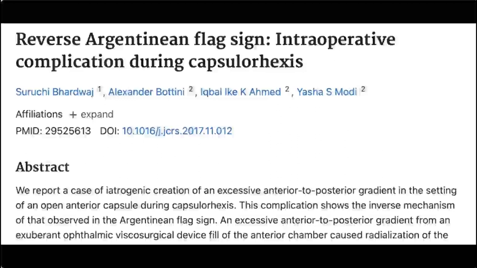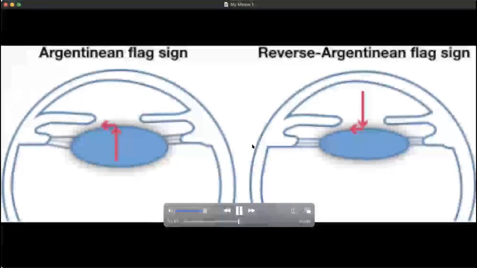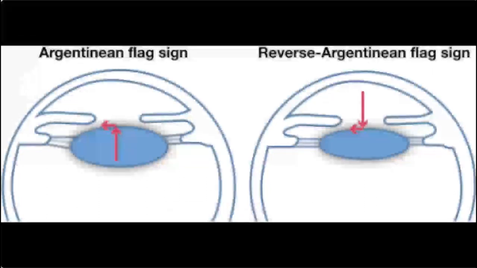So to avoid this also, we just used enough visco. We didn't overfill the anterior chamber with excess visco. This picture depicts the reverse Argentinian flag sign. Like I said earlier, in our study, we used the tipping of the nucleus to decompress the posterior intralenticular compartment as well to avoid the Argentinian flag sign, and then we injected just enough visco to form the anterior chamber to avoid the reverse Argentinian flag sign.